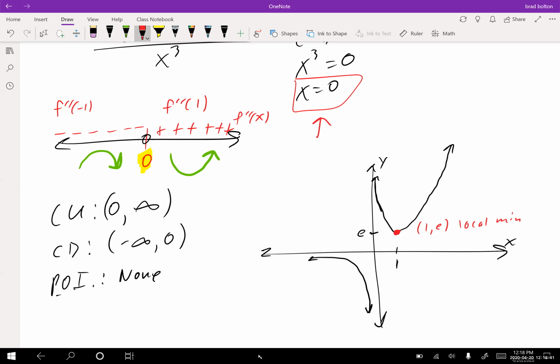Okay, and notice that the graph is concave up from 0 to infinity the entire time. It's not going to come back down. Notice here the graph is concave down from negative infinity to 0. It's not going to go back up, yet we were still able to hop over 0 right here because we know that that's a singularity.